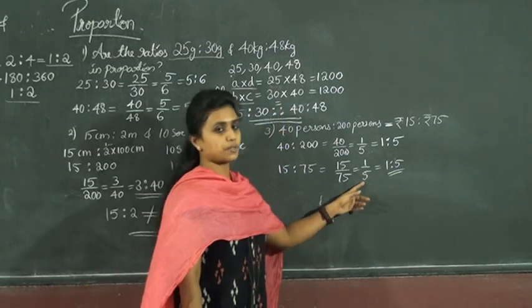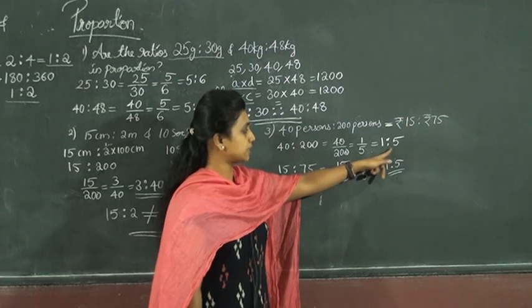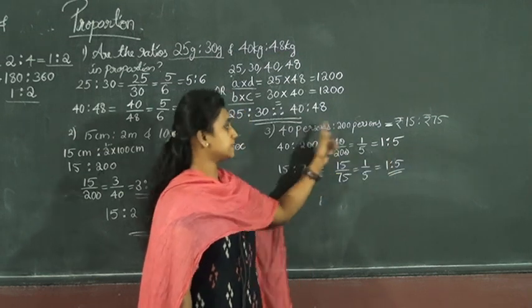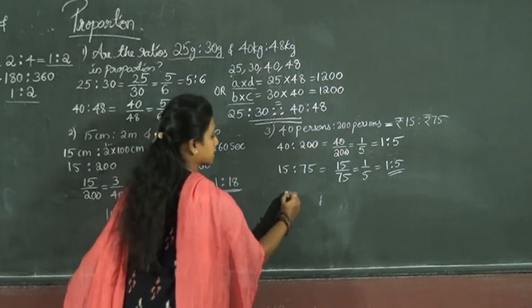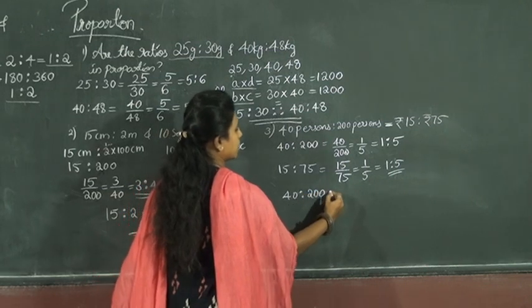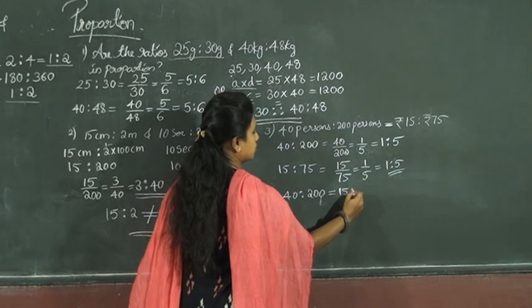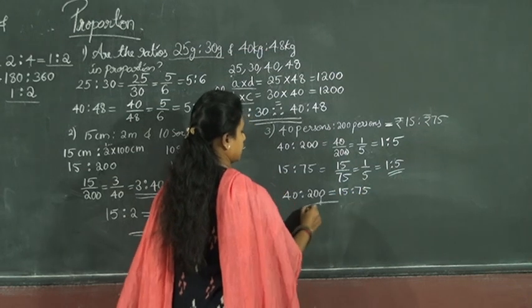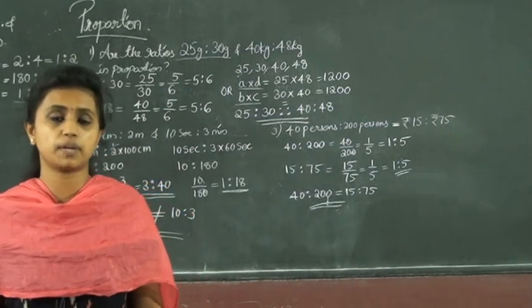We wrote the fraction, converted it to the simplest form, and wrote the ratio 1:5. Here you can see that both the ratios are equal, hence they are in proportion. So they are in proportion. Equal to is correct. That is, 40 is to 200 is equal to or is the same as 15 is to 75. Is this clear, children? So this is a way of doing the problems based on proportion.